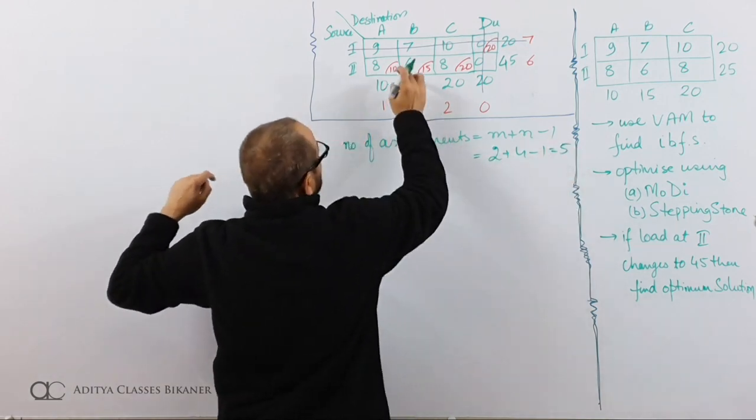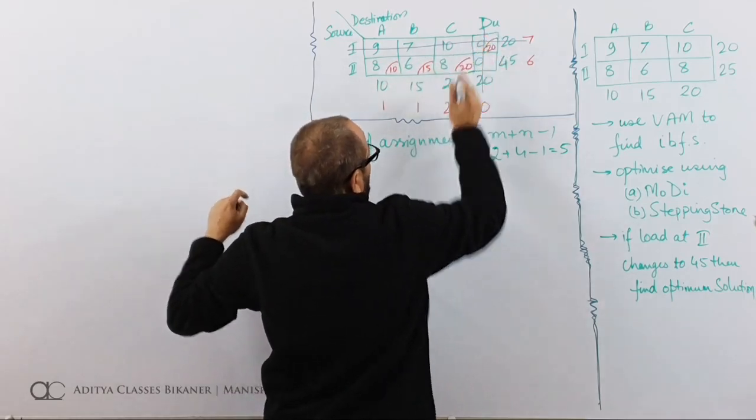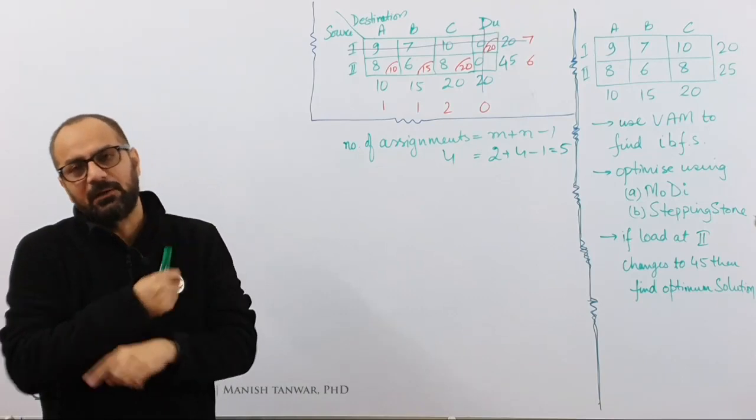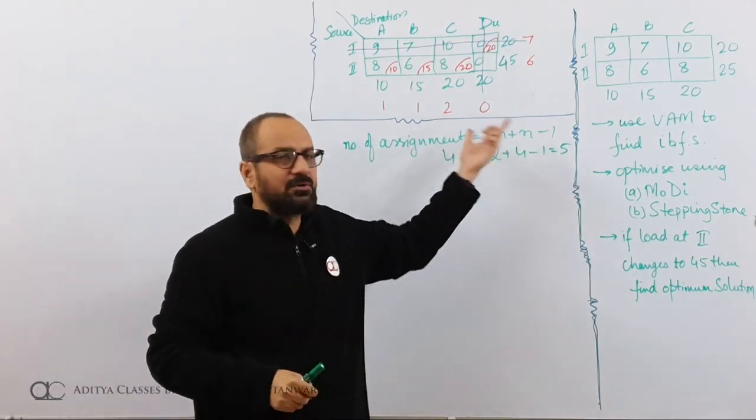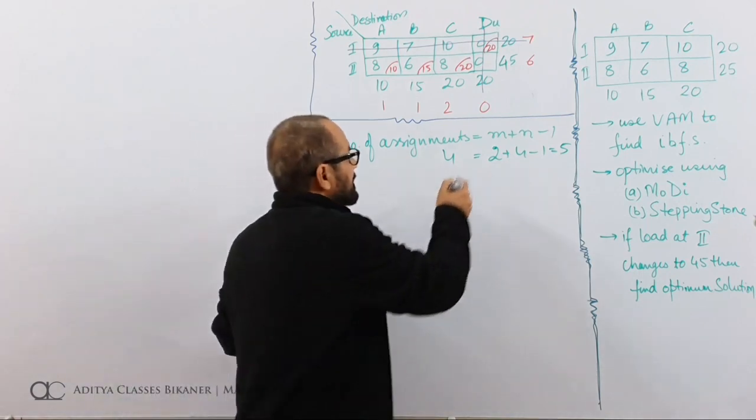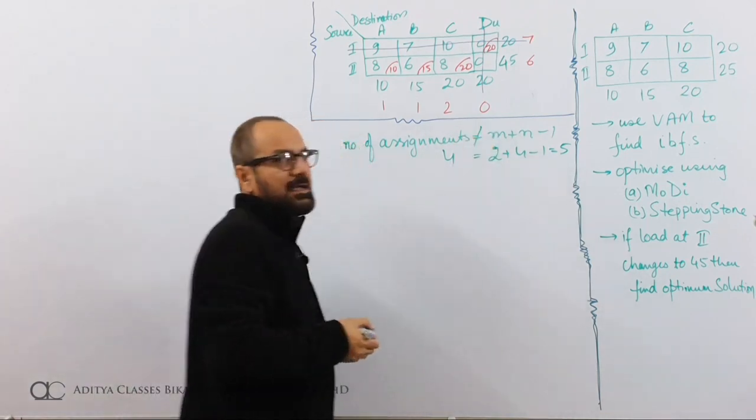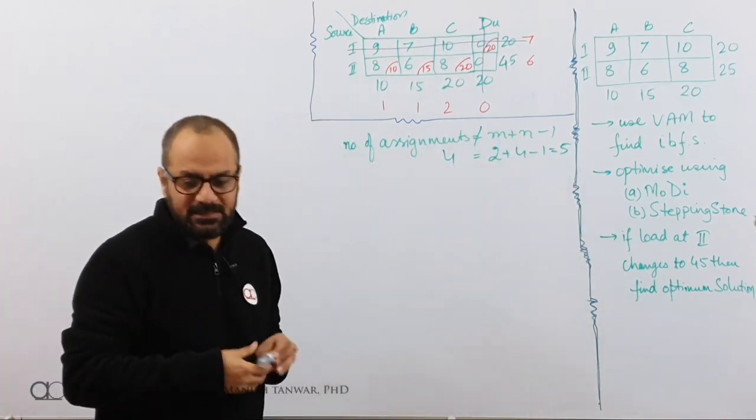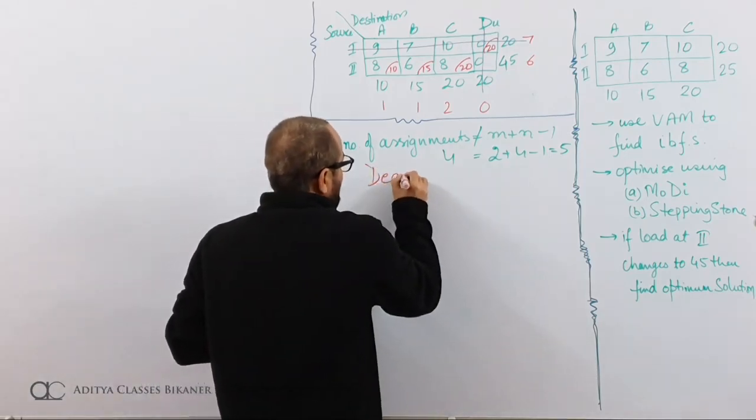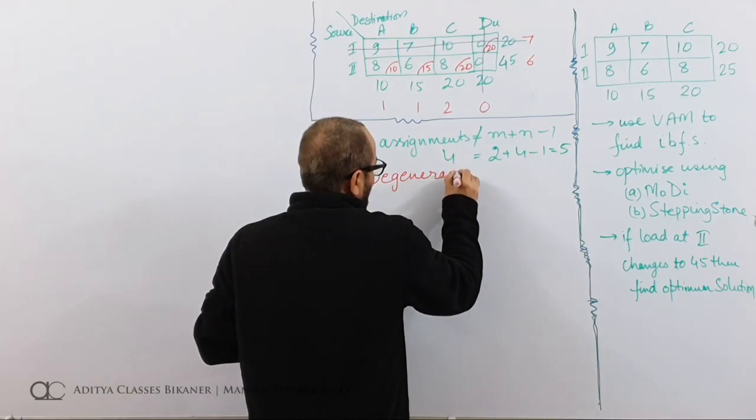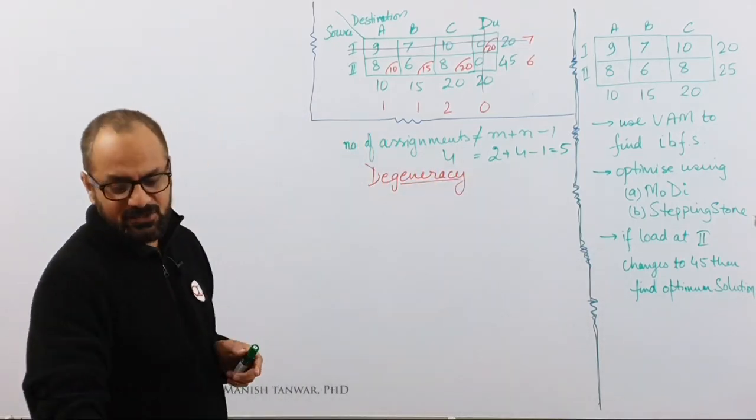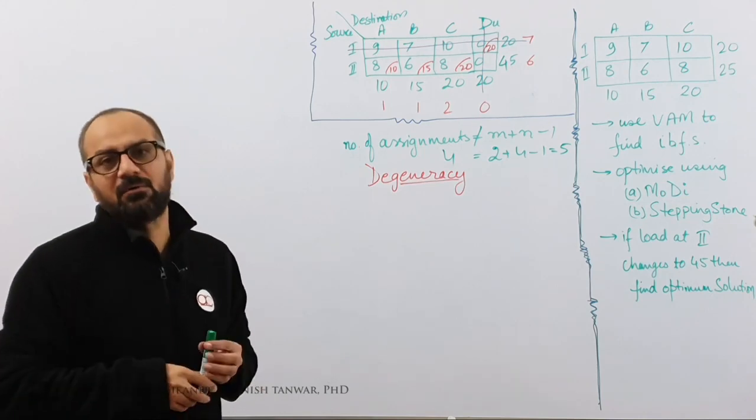How many assignments do we have? 1, 2, 3 and 4. These should have been equal. The number of assignments should be equal to m plus n minus 1. But this time I am not having m plus n minus 1 as equal. This is a state of degeneracy. The solution is degenerate right now.